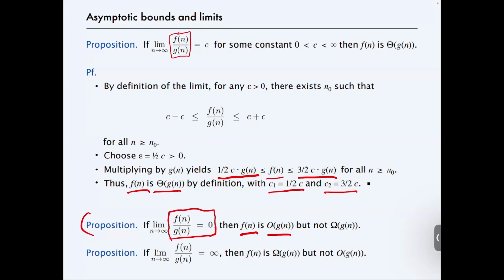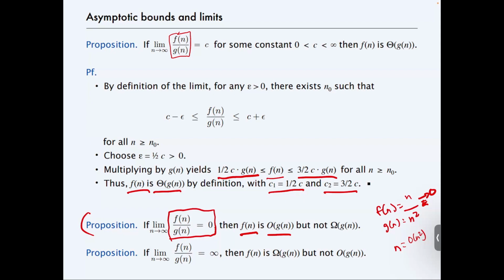As an example, let's say that f of n is equal to n, and g of n is equal to, I don't know, n squared. Then f of n divided by g of n is going to approach 0 as n goes to infinity. What that means is that n is big O of n squared, and n is not omega of n squared, because linear functions grow much slower than quadratic ones.